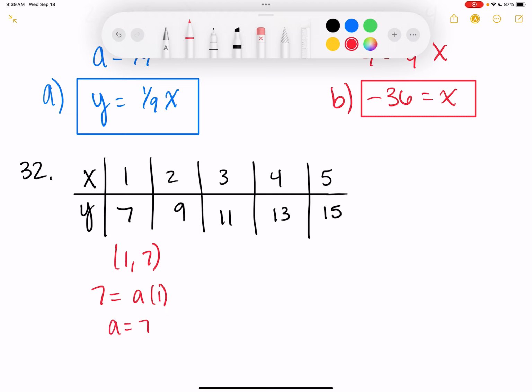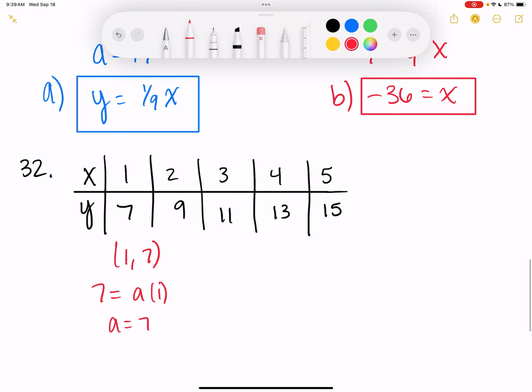Which one do y'all want to do next? 3 and 11. All right. So 11 equals a times 3. So what is a? 11 thirds. 11 over 3. Are those the same thing? No. Since these are not equal, this is not direct variation.